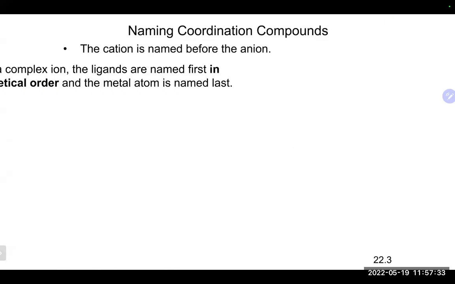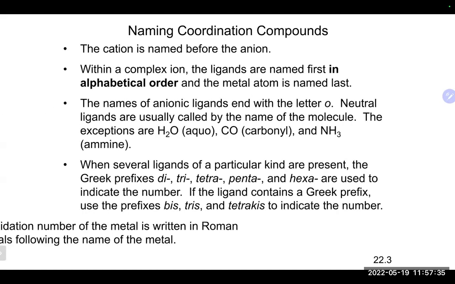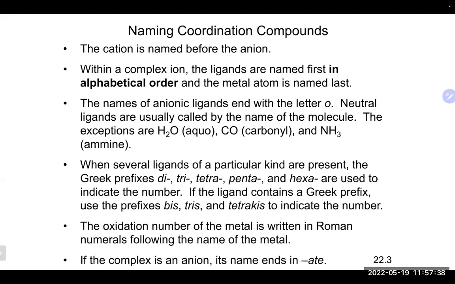So let us talk about naming these guys, because everybody loves naming, right? The cation is always named before the anion. So just like ionic compounds, the positive guy comes first, and then the negative guy, both in formula and in naming. Within a complex ion, the ligands are named first in alphabetical order, and the metal is always named last. So in the complex ion part of the name, you should always put the ligands in alphabetical order. By the way, that is ignoring any type of prefix that you may have for those ligands.